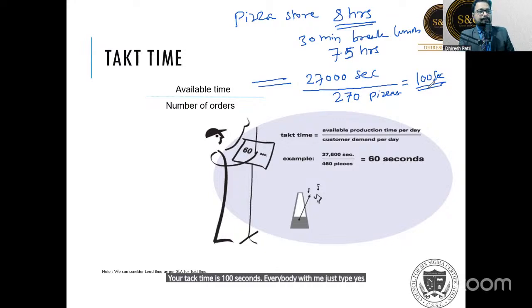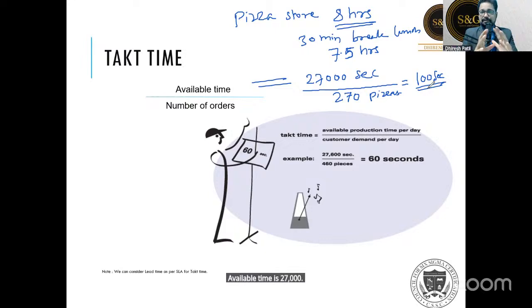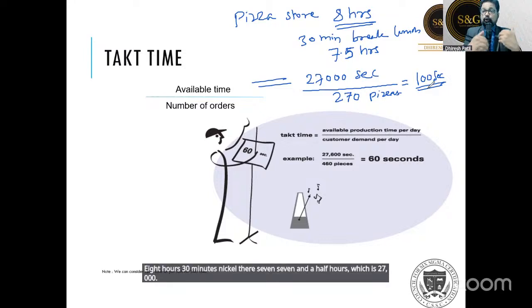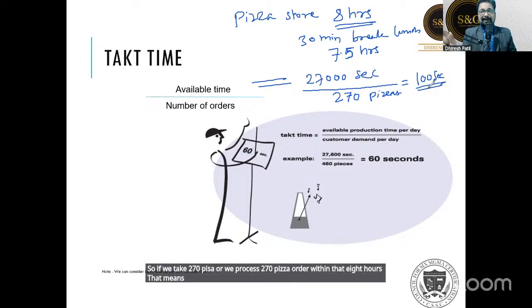Have you understood? Available time is 27,000. We have just deducted the break time from the total available time. We took 30 minutes out of 8 hours, giving 7.5 hours, which is 27,000 seconds. So if we process 270 pizza orders within that 8 hours, that means 100 seconds is our takt time. Now, how do we use this? This is very, very important.